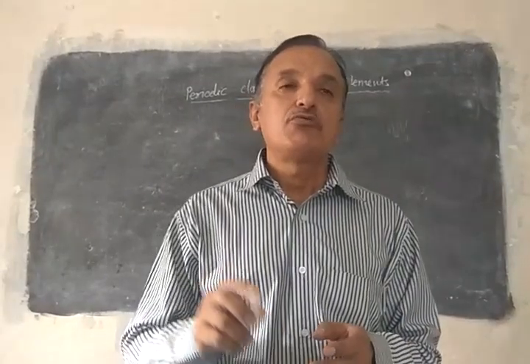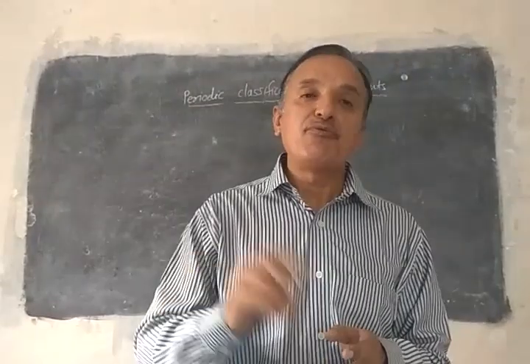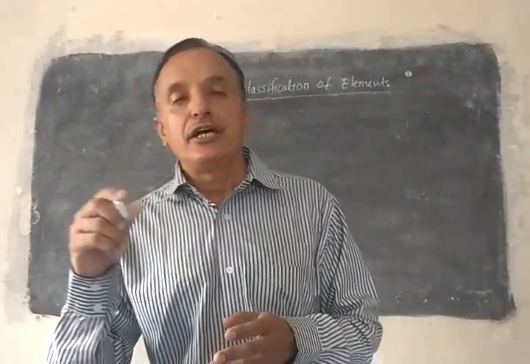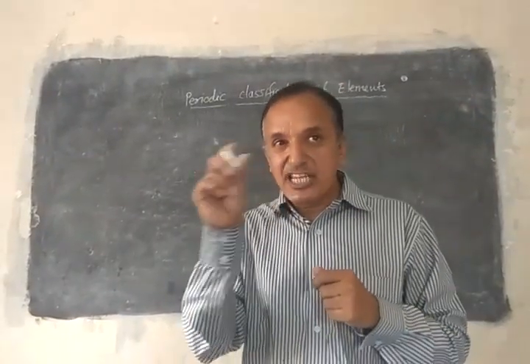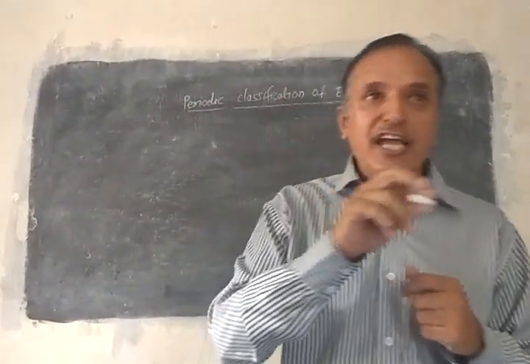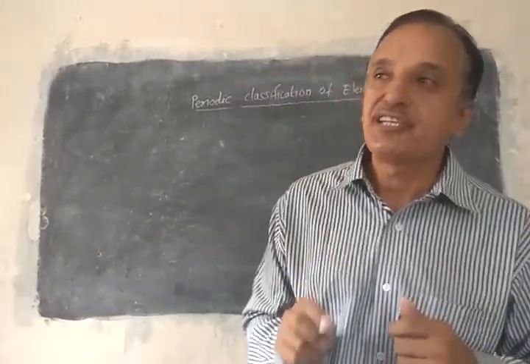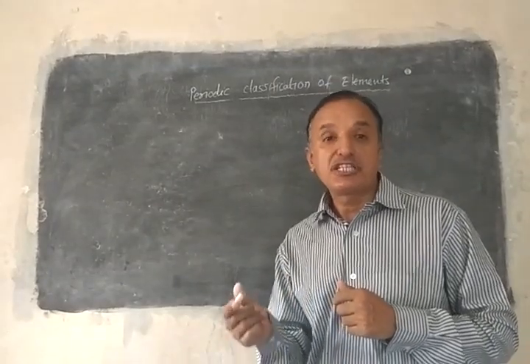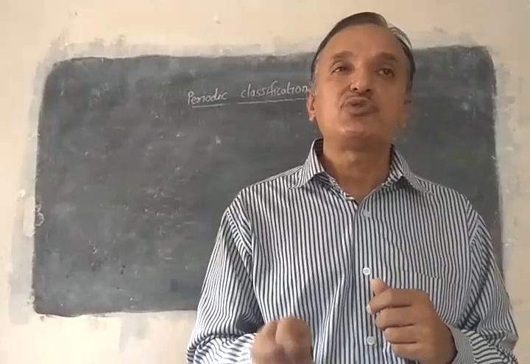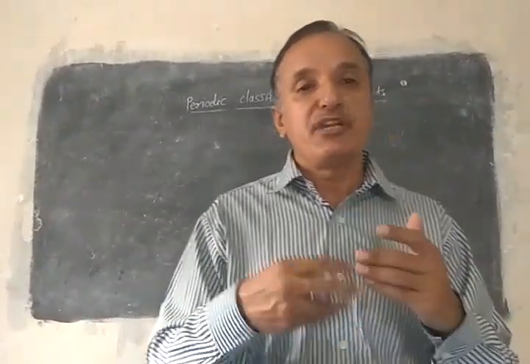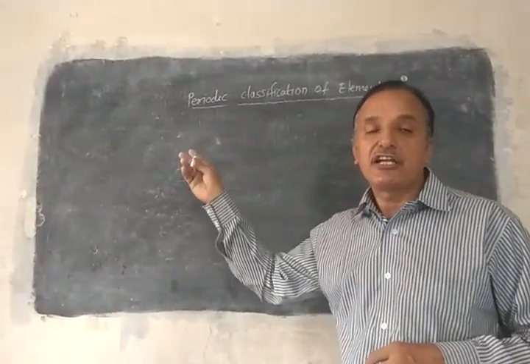Some elements having more atomic mass came before elements having less atomic mass number. So you can see in the table, argon and potassium. Argon has atomic mass number 40 and that of potassium is 39. But argon comes first and then potassium. So that table got disturbed. We discussed the demerits also, and because of those demerits that table was discarded.